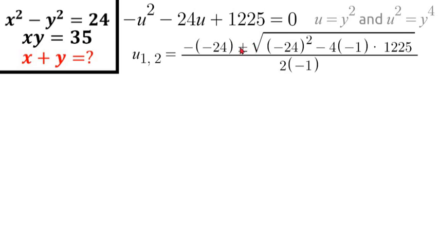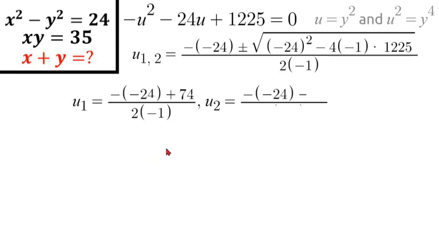Now because we have our plus or minus here, we're going to get two different answers. We're going to have u is equal to negative times negative 24 plus 74 over 2 times negative 1. And same thing, except we're going to have a minus value here instead of a plus value. So if we first solve for our left option over here, that would be equal to negative 49, right? 24 plus 74 would be 98, divided by negative 2 would be negative 49.